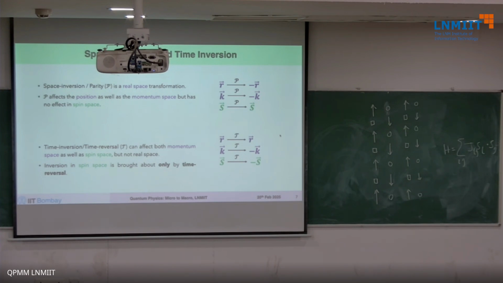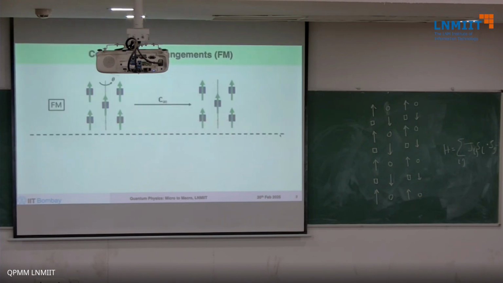So apparently there are a couple of symmetries which one needs to be very careful about. One is the space inversion, the other is the time reversal symmetry. So if I apply the space inversion or parity, my real space and the k space get affected, but the spin is unaffected. But under time reversal symmetry, my k and s both will reverse, but the real space will remain unaffected here. This is a transformation which is for a ferromagnetic case.